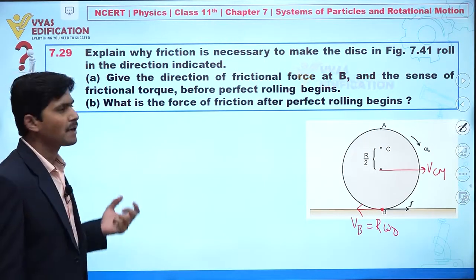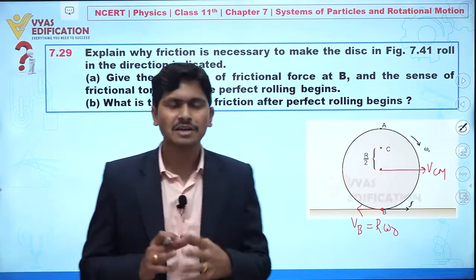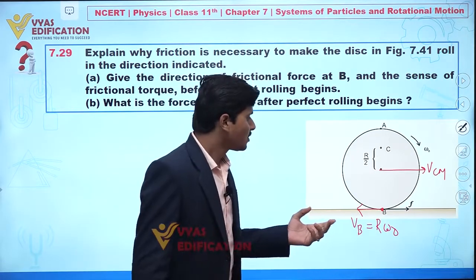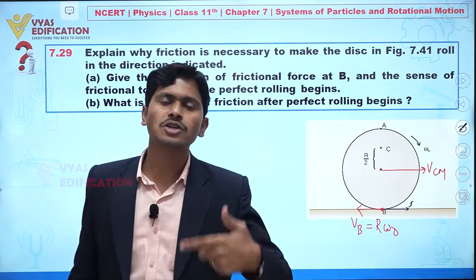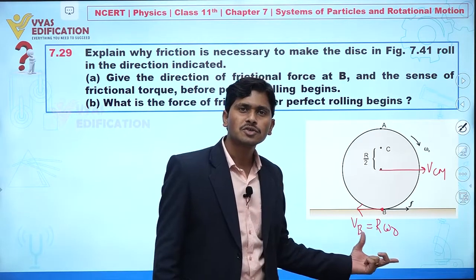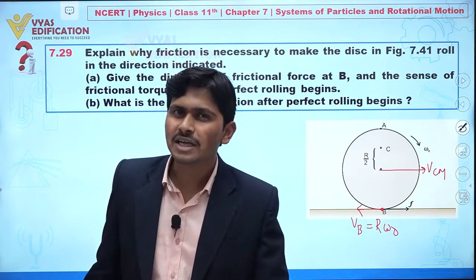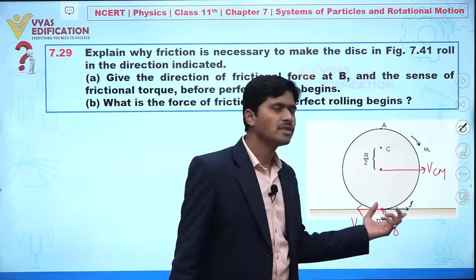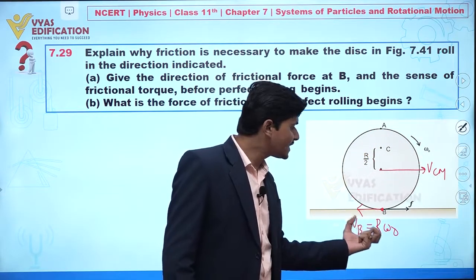Clear? Now second part: what is the force of friction after perfect rolling begins? Now listen carefully. In the start, this friction force will act at this point of contact. What is the actual use of friction force? Friction force decreases this tangential velocity. So when the relative velocity at point B becomes 0, at that time we can say the pure rolling condition is achieved. Clear? So in the condition of pure rolling, friction plays a very important role. It opposes, or decreases, this velocity.